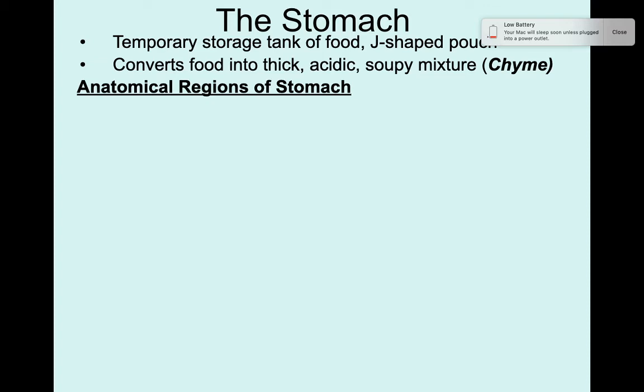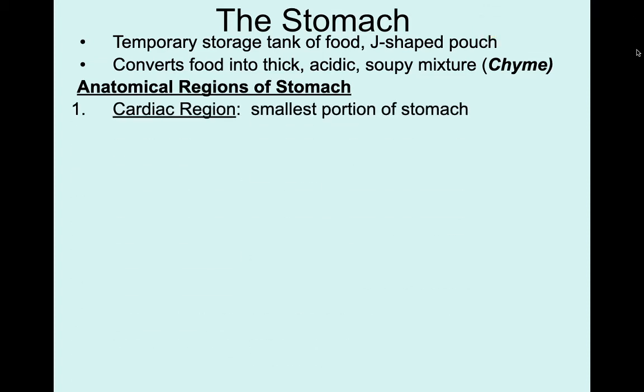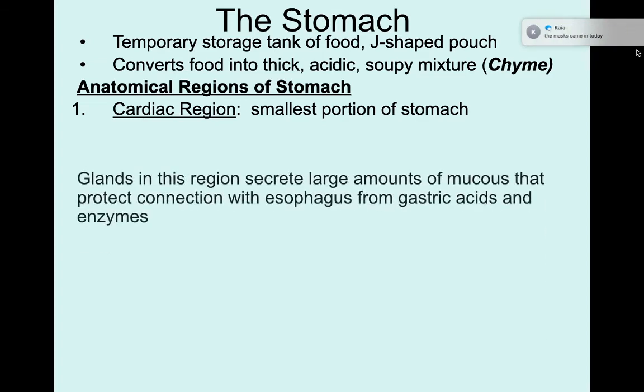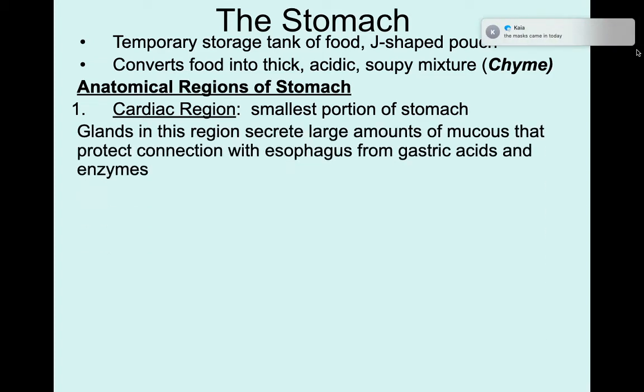The regions of the stomach, the first one is the cardiac region. This is the smallest portion of the stomach. It is right there where the esophagus attaches to the stomach. You have glands in this region that secrete large amounts of mucus that protect the connection with the esophagus from gastric acids and enzymes. So again, we don't want that acid getting back up into our esophagus, so we have a lot of glands there producing mucus that are going to help.